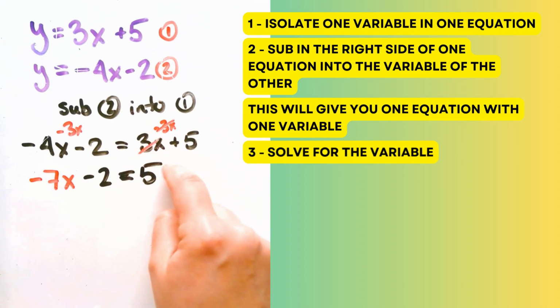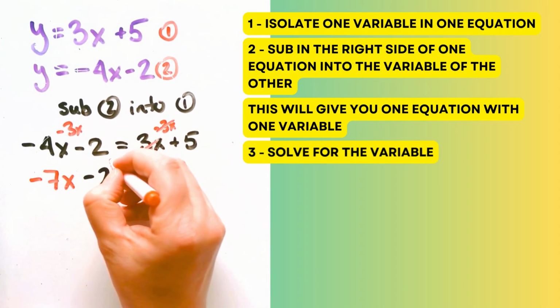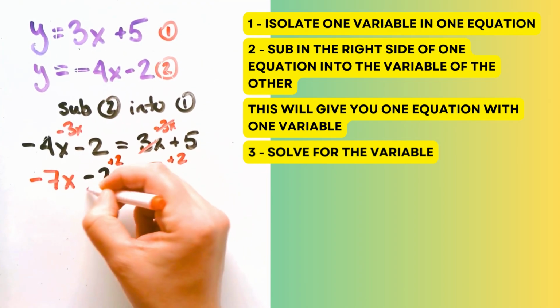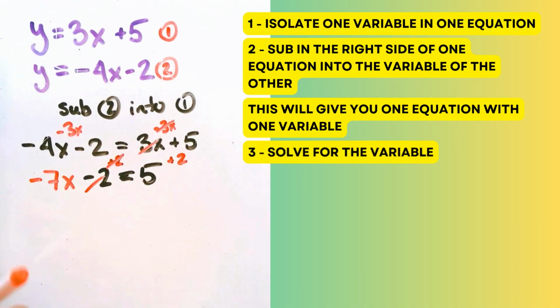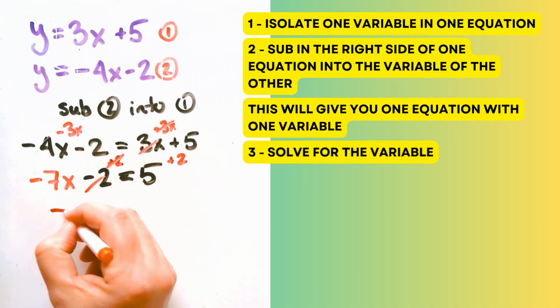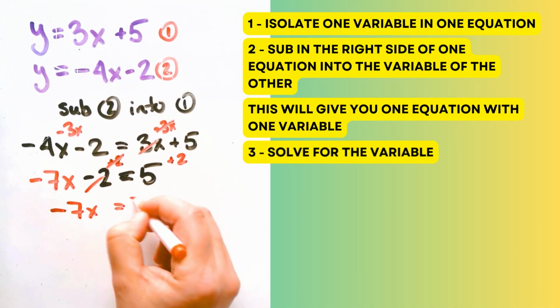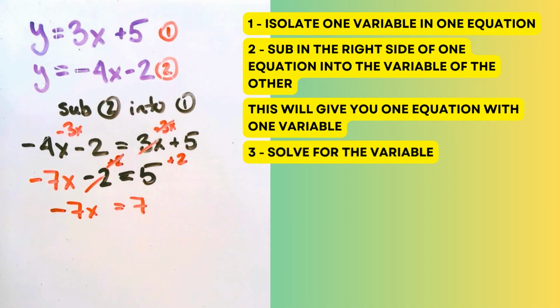And now I'm going to bring this negative 2 onto this side. So in order to get rid of a negative 2, I have to add 2 to both sides. This crosses out. And 5 plus 2 equals 7. So I can write negative 7x equals 7. Okay, and I already have a feeling what x is going to be.